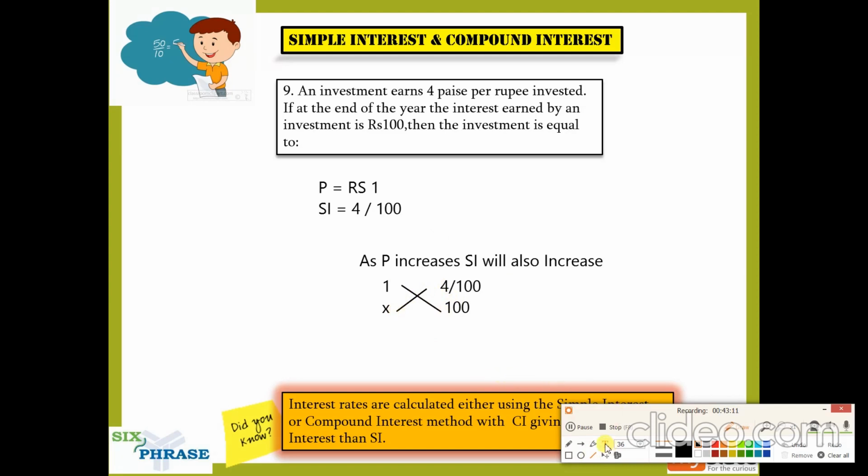So if you cross multiply it, you will get 4x by 100 is equal to 100. So 4x will be equal to 10,000, guys, and x will be equal to 2,500. So you can see the principal, the investment, will be equal to 2,500.